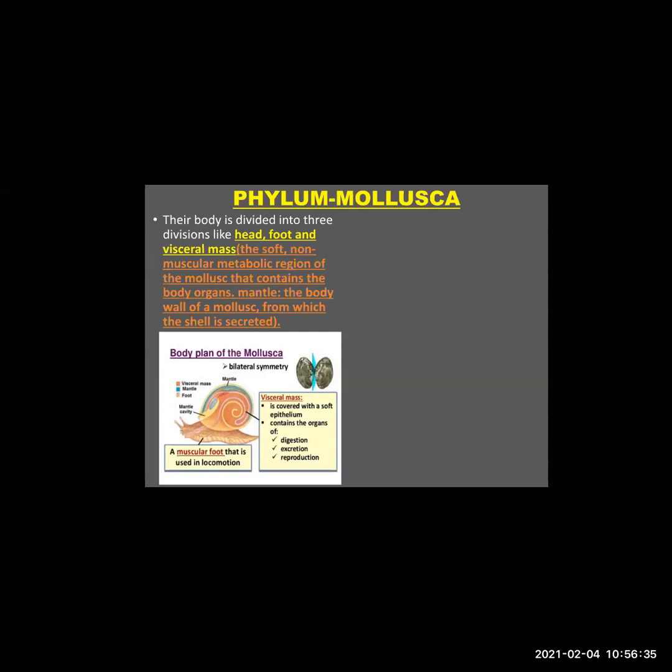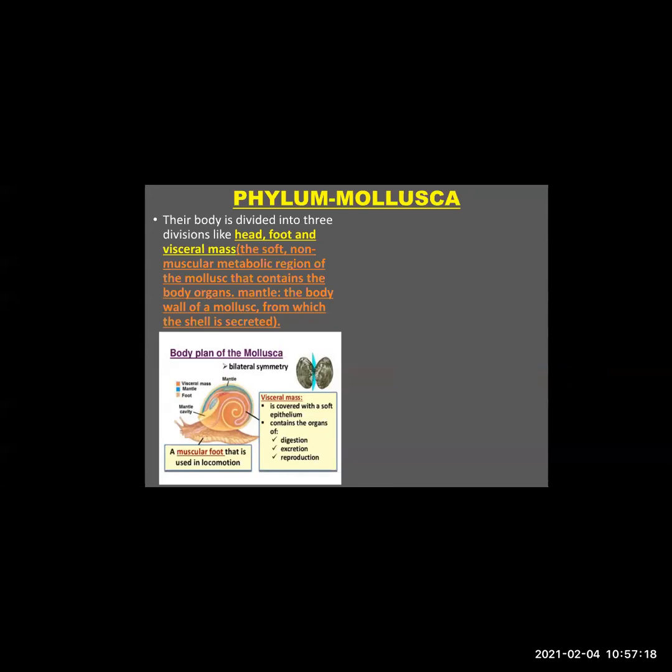So you have to remember the body is divided into three divisions: head, foot and visceral mass. Visceral mass is the soft, non-muscular, metabolic region of the mollusc that contains all the important body organs, like digestive, excretory and reproductive organs. This visceral mass is covered with the mantle. And the mantle is the body wall of the mollusc, which secretes a hard calcareous shell.